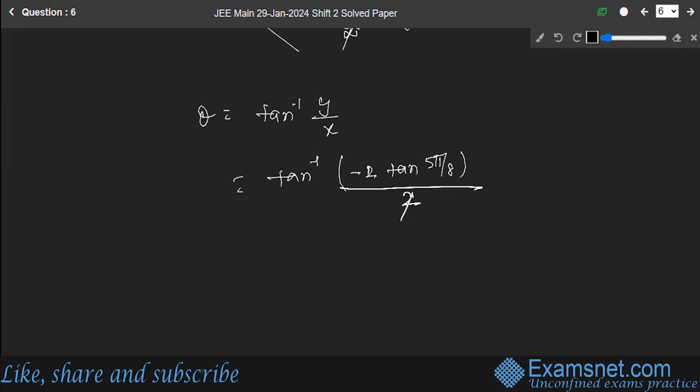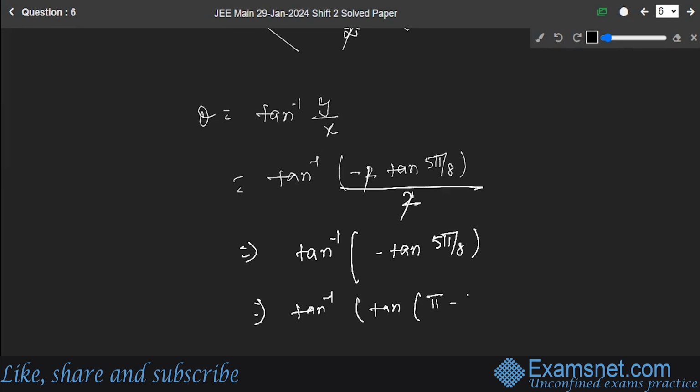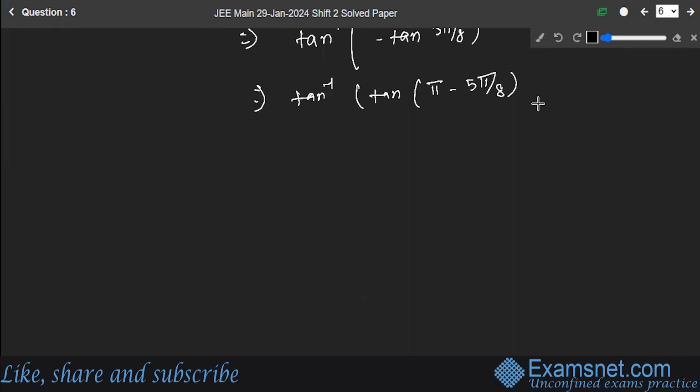x, which is 2. 2 and 2 will cancel. So here you will have tangent inverse, this is minus tangent 5 pi by 8, which can be written as tangent pi minus, I have to remove the minus sign, 5 pi by 8. This is 3 pi by 8, right? So this is your theta, and that was your r.